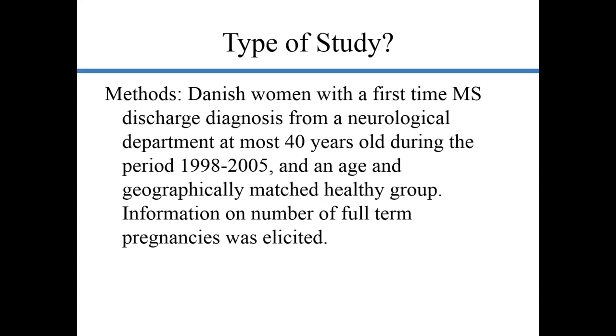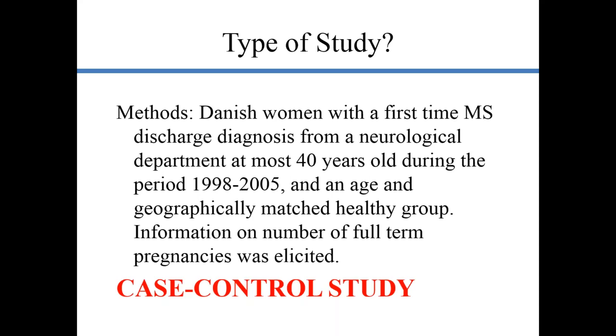Okay? So now that we know that we're starting with people with the outcome, we know the outcome is MS. And we're asking about past history of exposure, which is parity, number of pregnancies. So we're starting with a case group and a control group. It's got a backwards directionality. We are starting at disease, and we're looking backwards to discover the exposure. If you said case control study, you are absolutely correct.